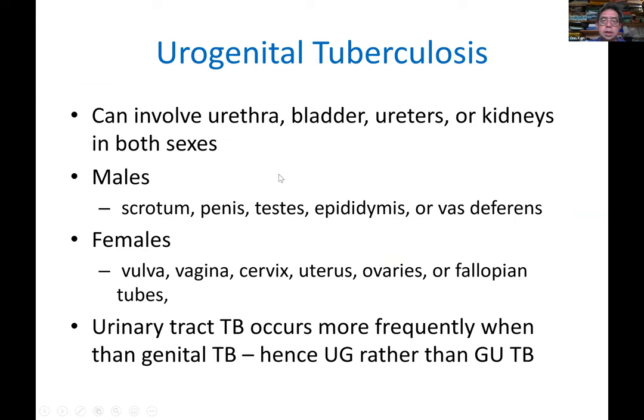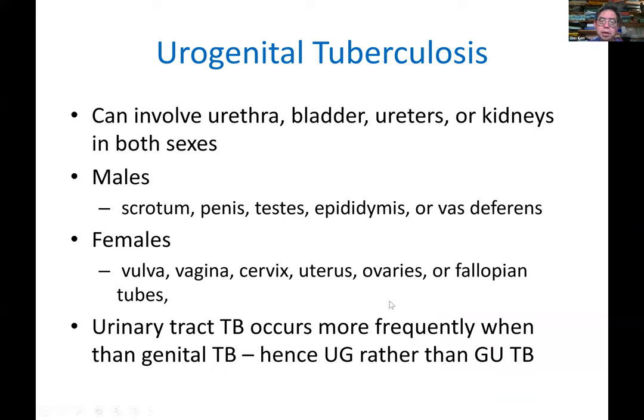So the first thing is about the definitions of what genitourinary or urogenital TB are. And the first place to start is obviously the urethra, bladder, ureters, and kidneys, which are applicable across both sexes. But in the male, we're then talking about the scrotum, penis, testis, epididymis, vas deferens. Whereas in the female tract, from the vulva upwards into the fallopian tubes and ovaries, those organs can be affected. So that's the territory we're talking about.